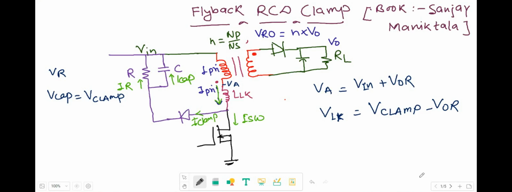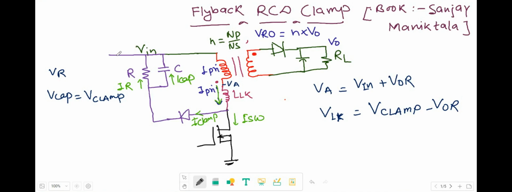So today we are going to understand about the flyback converter reset technique. In the last class we talked about the reset technique, flyback reset using Zener clamp, and in this video I'm going to talk about the flyback reset using RCD clamp. Okay, and this reference of the calculation I took from the book from Sanjay Maniktala. So let us understand first.